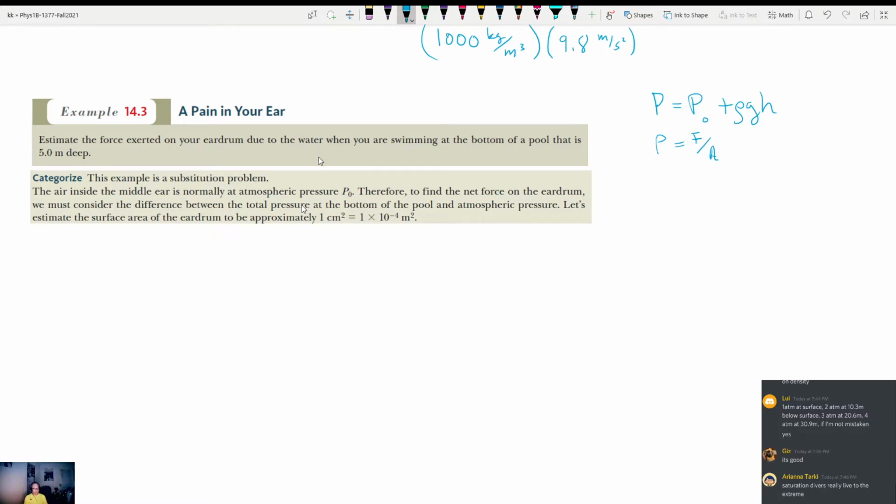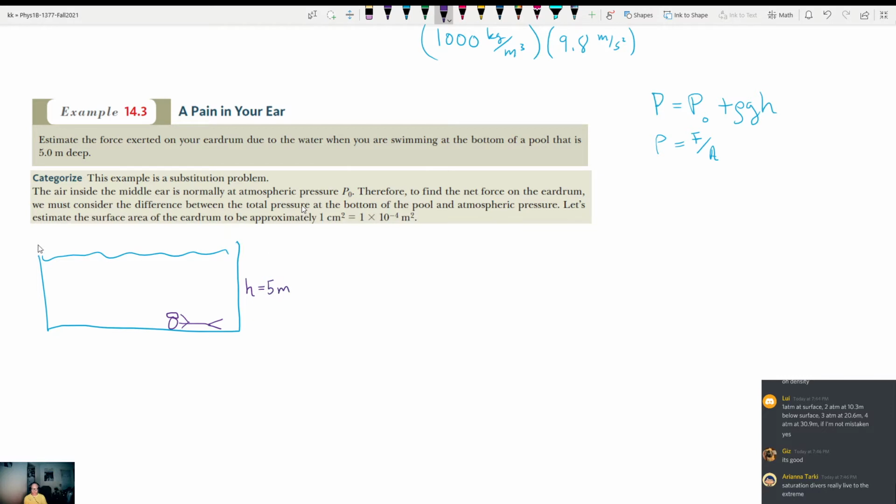All right, let's read the problem. It says, to estimate the force exerted on your eardrum due to the water when you're swimming at the bottom of a pool that's 5 meters deep. So we've got a pool, and we got a person that is swimming at the bottom of the pool down here. And they've got an ear. Draw an oversized ear on this person. And we know that the depth of the pool is 5 meters.